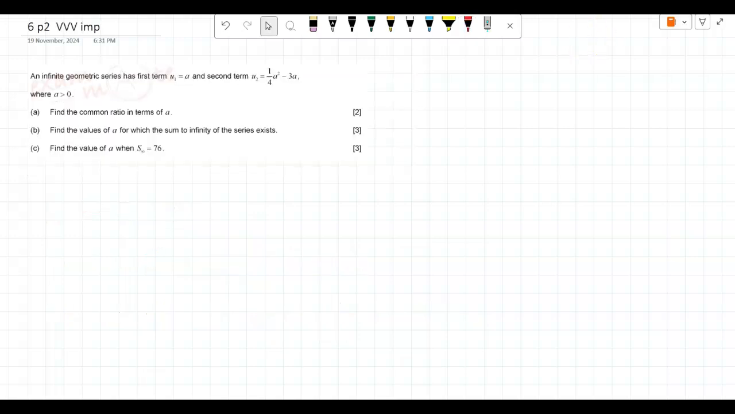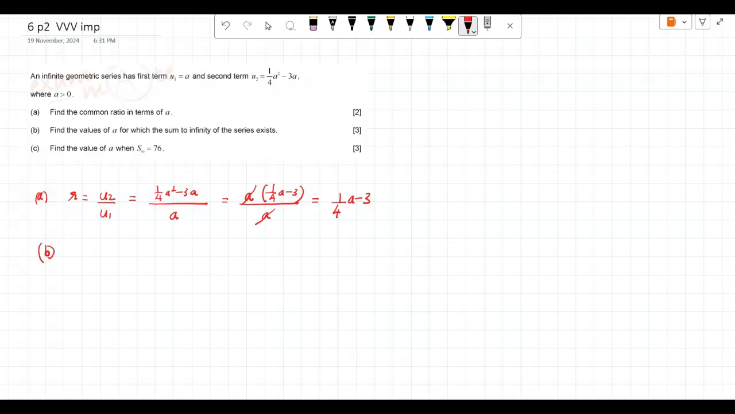Common ratio. How do you find a common ratio? The common ratio is second term upon first term. So second term is 1/4 a squared minus 3a and your first term is a. Correct? So if you take a common, what will be left? 1/4 a minus 3 upon a. A is greater than 0, so you can cancel. A is not equal to 0. So basically my common ratio is 1/4 a minus 3, or a upon 4 minus 3.